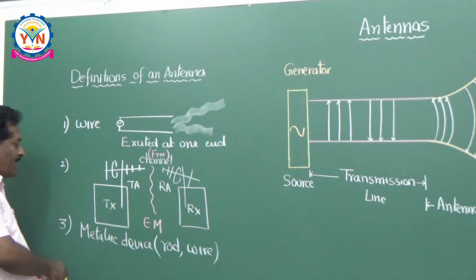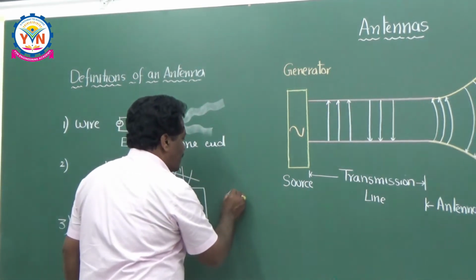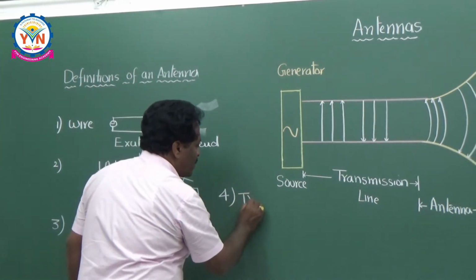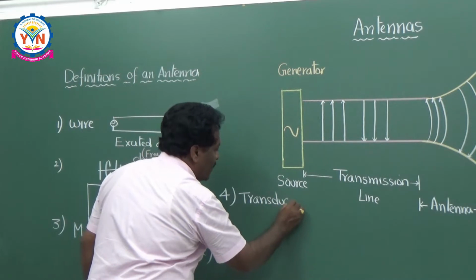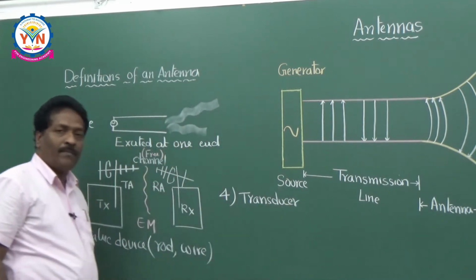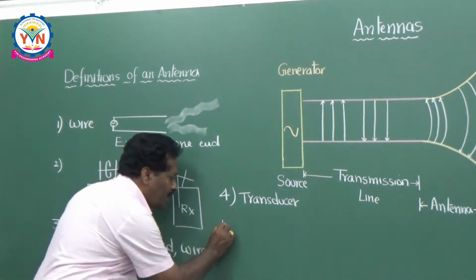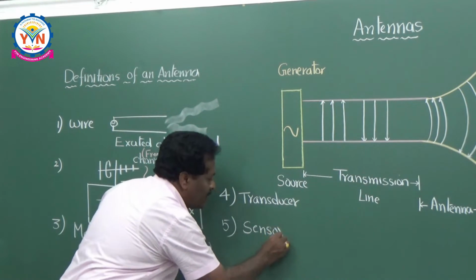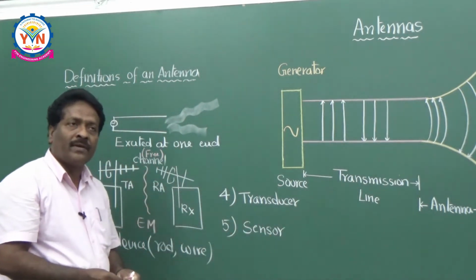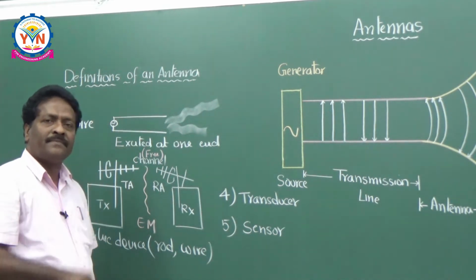That's why I can tell you the next definition, that an antenna is a transducer. What do you mean by transducer? A transducer is something which can convert one energy form into another form. And one more definition I would like to tell you. It is a sensor. What do you mean by sensor? It senses something. It is a sensor of electromagnetic waves. Wherever the electromagnetic waves are coming in the free space, it can sense them.